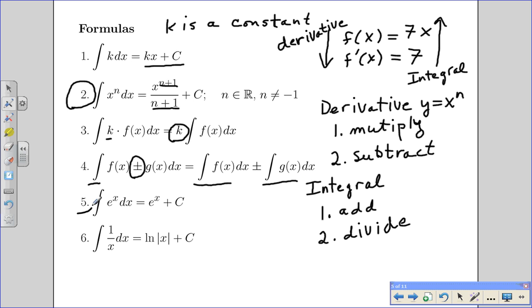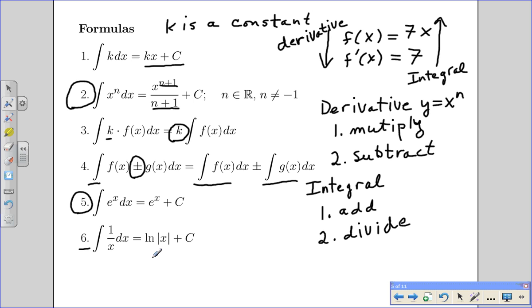Number 5 is probably the easiest rule. Since the derivative of e to the x is e to the x, then the integral of e to the x is also e to the x. And number 6 is the one that is the easiest to forget. And here we have the integral of 1 over x, and the answer there is the natural log of x. And the reason is because the derivative of the natural log of x is 1 over x.